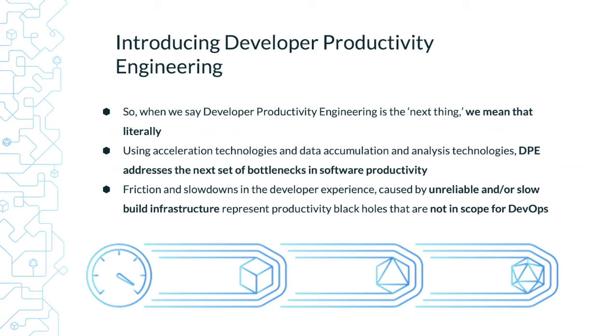Okay, so when we say developer productivity engineering is the next thing, we really mean that very literally. It's using acceleration technologies and then the accumulation of data and analyzing that data across the business and using that to address the next set of bottlenecks in software productivity, right? Frictions and slowdowns in the developer experience are often caused by unreliable or slow build infrastructure. And they can represent these black holes to productivity that are just not in scope for DevOps because they're not really part of CI/CD necessarily. They can augment CI and make CI a lot faster, right? But they're just not parts of the mechanism that are considered by the overall DevOps philosophy.